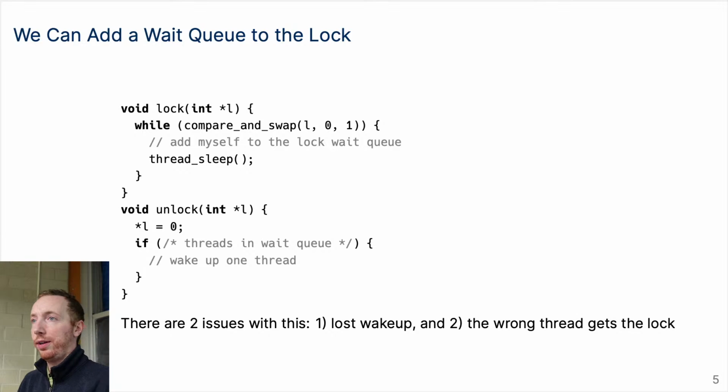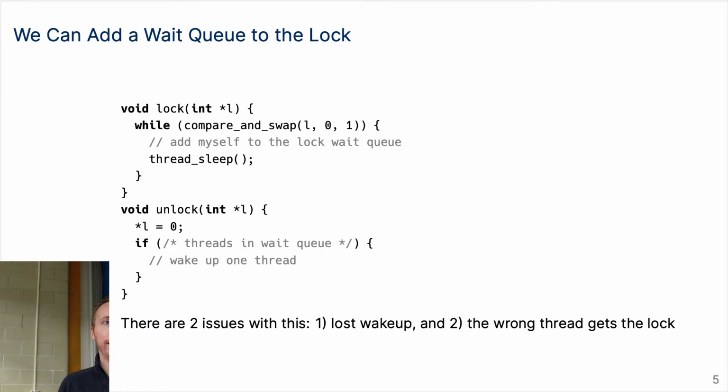So we can change the implementation and add a wait queue. Now when we do the compare and swap and we see that the lock is acquired by another thread, we can add this current thread to a lock wait queue, and then we can put ourselves to sleep, which means we need another thread to wake us up. So in the unlock, we would unlock the lock and then check if there are any threads in the wait queue, because we need a thread to wake up if there's a thread waiting. If there's a thread in the wait queue, we would wake up one thread, the one at the front of the list. So hopefully we're nice and fair.